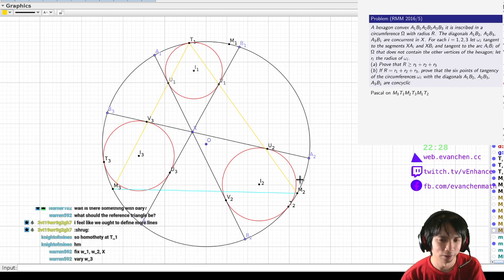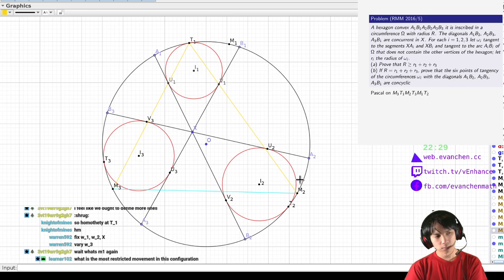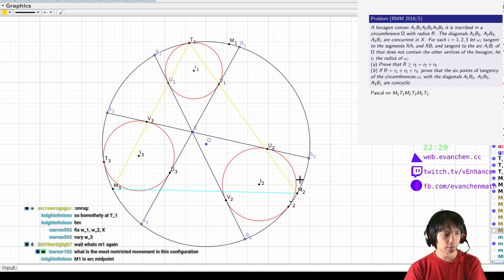Fix omega 1, omega 2, X, and vary omega 3. I don't see what that does. The circle will just change a bunch, right? What's M1 again? It's the arc midpoint of the arc A2, B3 not containing either of the red circles.